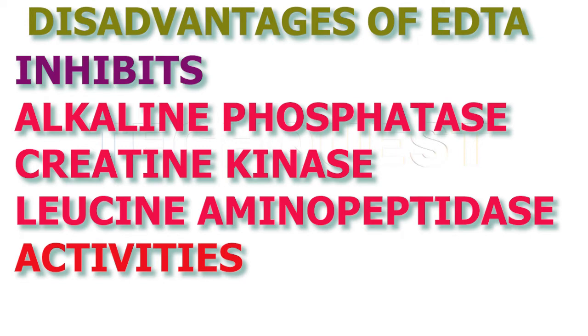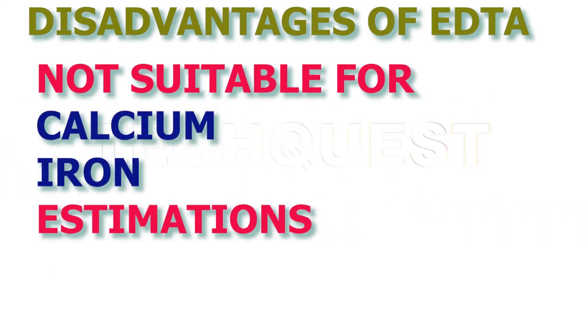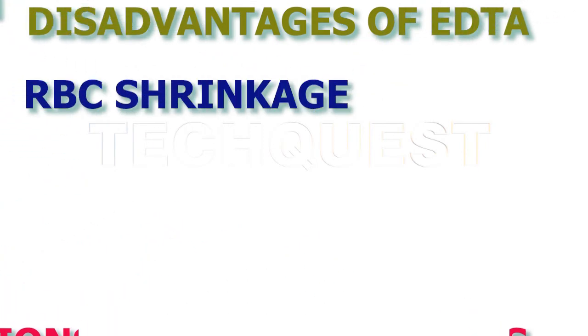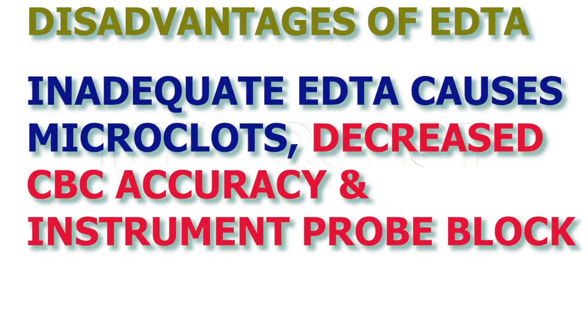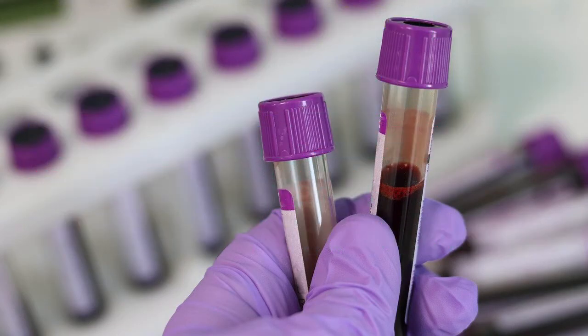Disadvantages: EDTA inhibits alkaline phosphatase, creatinine kinase, and leucine aminopeptidase activity. Its chelation of calcium makes EDTA unsuitable for calcium and iron estimation. Potassium results in greater RBC shrinkage. Overfilling may yield small microclots that may decrease test results or cause damage to the instrumentation if the clot is aspirated into the machine. Next is heparin.